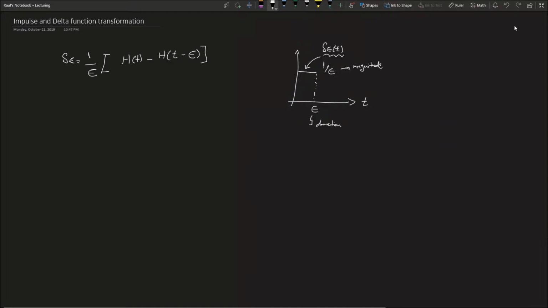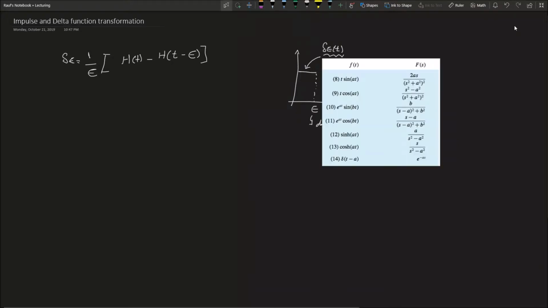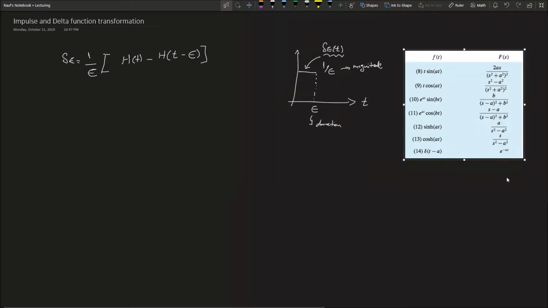Okay, now the Laplace table has a transformation between f of t and f of s for the delta function, which can be shown here. So we have the delta function over here.